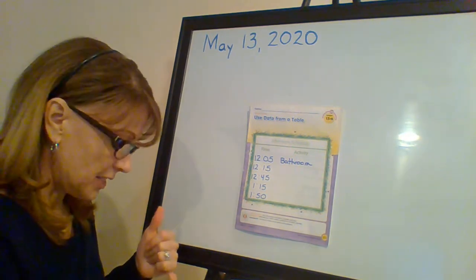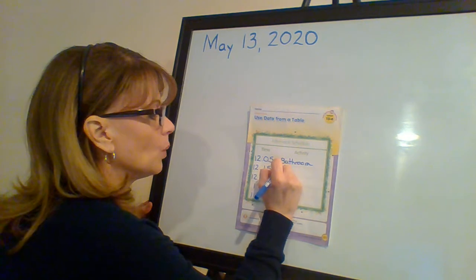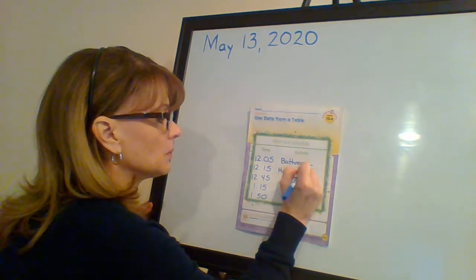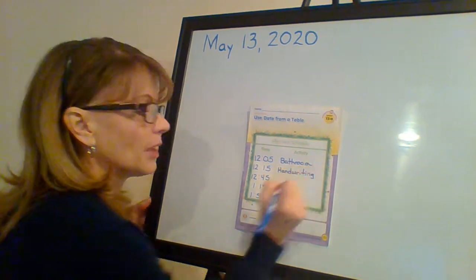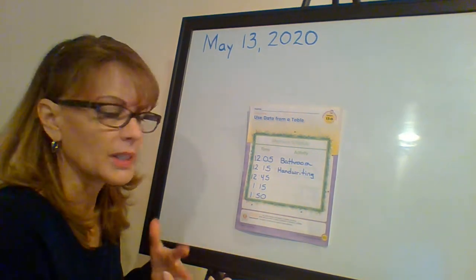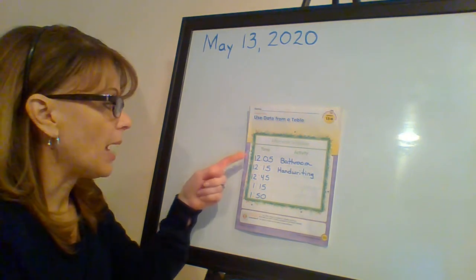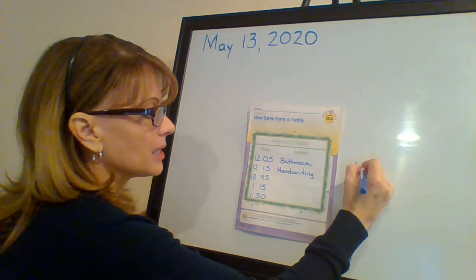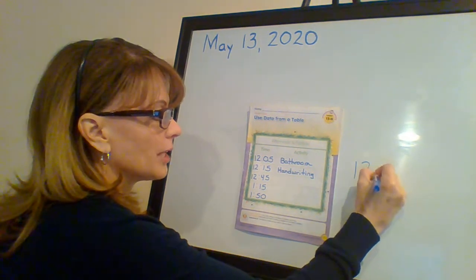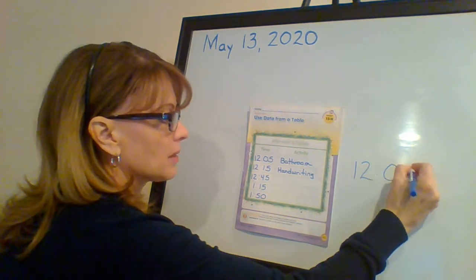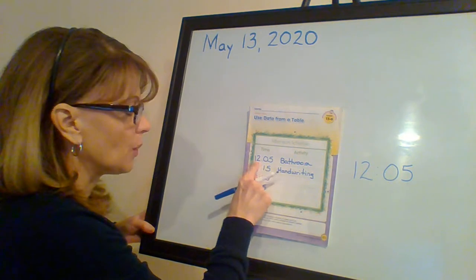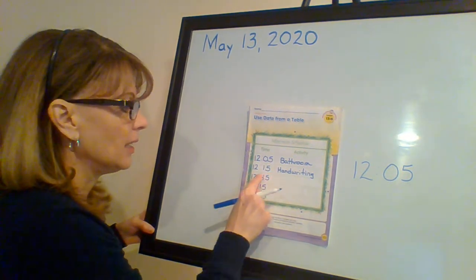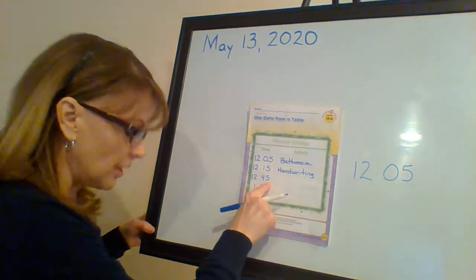At 12:15, most days we did handwriting. If you want to fill this out, you can. Don't feel like you need to. I would like you to put the times. And remember, when you write the time, it's the hour, followed by the minutes. So this time was 12:05. This time is 12:15. Then we have 12:45.